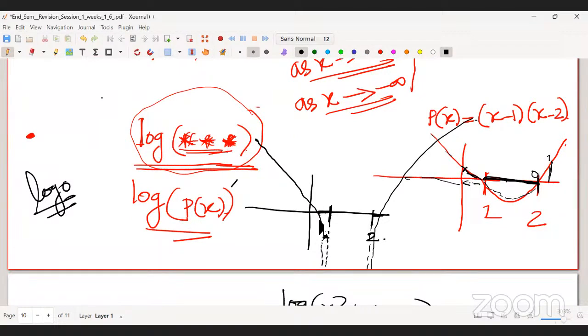Okay. So do you want me to draw a case for this negative case? Yes, sir. That would be kind of helpful. Yeah, just a minute.